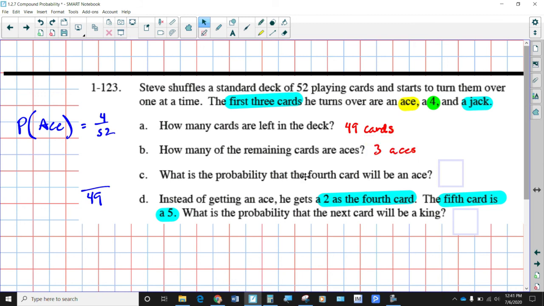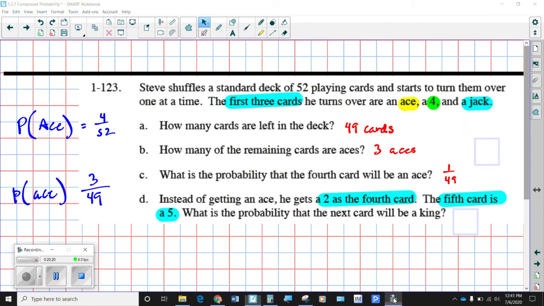And now what's the probability of the fourth card being an ace? Well, doesn't that mean now for your next draw, you've only got 3 to choose from, and there are only 49 cards in the deck? Oh, hold on for a second. Okay, so yeah, you took out one ace, but left 3 aces in there, so now your probability is going to be 3 out of 49. So that would be the probability of the fourth card being an ace.